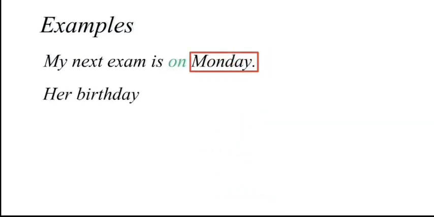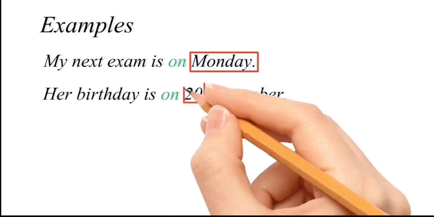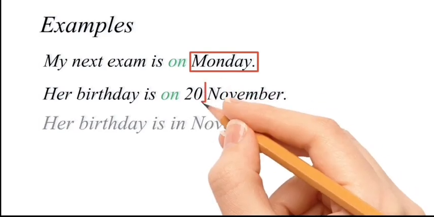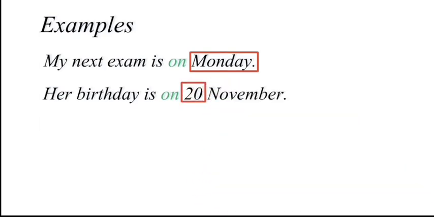Her birthday is on 20th November. Here 20th is the date. Now notice here. If we don't put a date here and directly talk about the month, we'll put in before that. Like her birthday is in November. But here we are putting the date before the month. So it would be her birthday is on 20th November.